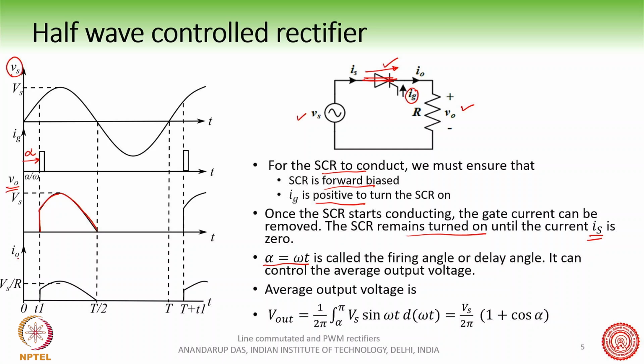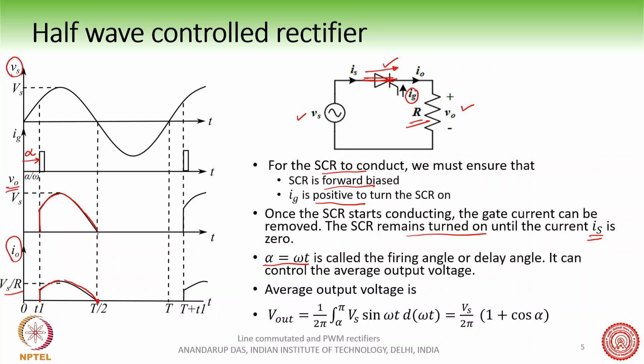Of course, because this is a resistive load here, the current which is flowing here, the output current, will follow, or become an exact replica of, the V0 voltage, right? So this is where we have shown it with a magnitude equal to Vs by R. Okay, now the current will be equal to 0 at this point of time.